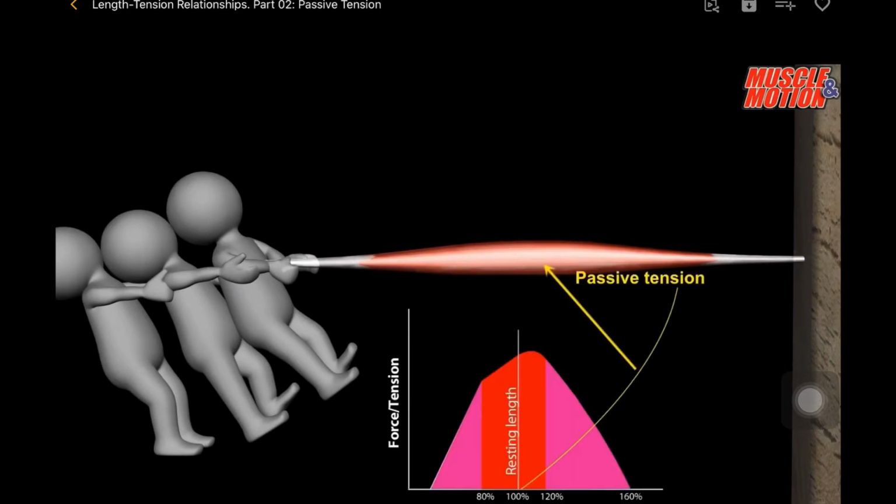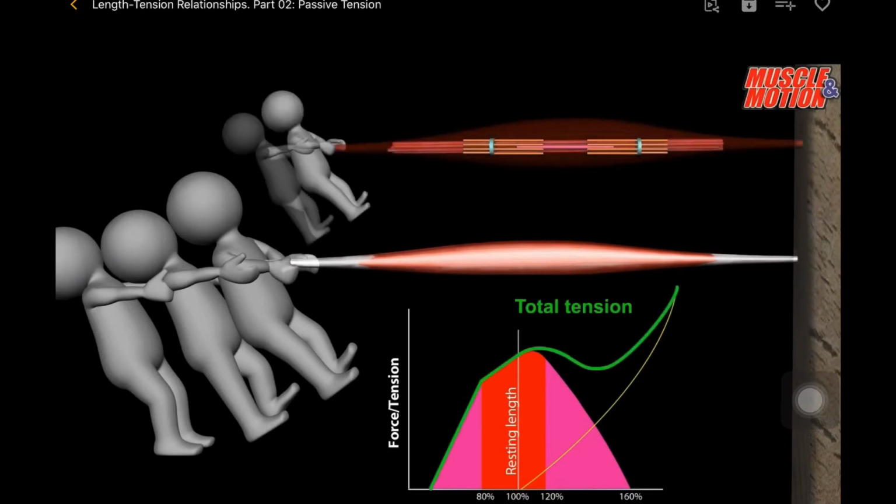This is a graph of tension versus length. The yellow line to the right describes the passive tension. Total tension, the green line, describes the overall tension. In other words, the active plus the passive tension.